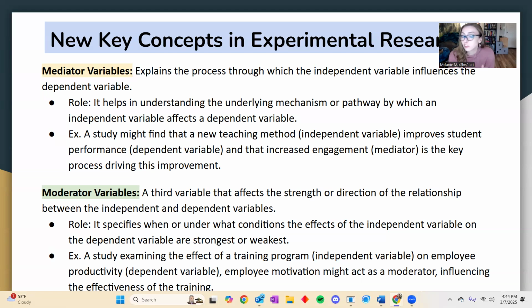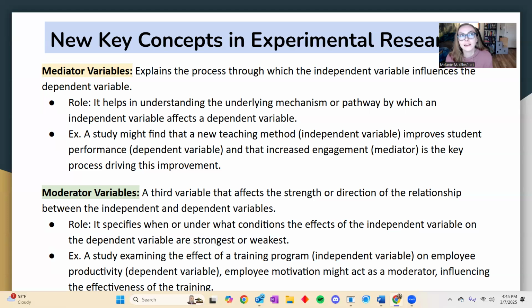A moderator is also a third variable, but it affects the strength or direction of the relationship between the IV and the DV. So it specifies under what conditions the independent variable strengthens or weakens the dependent variable. An example here is a study examining the effect of a training program, so our independent variable, on employee productivity, dependent variable, finds that employee motivation is a moderator and influences the effectiveness of the training.